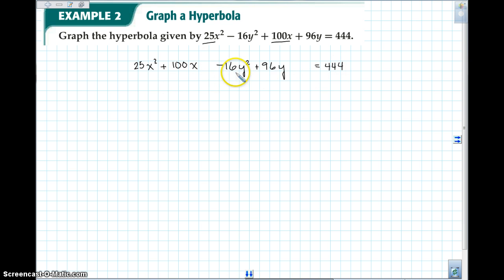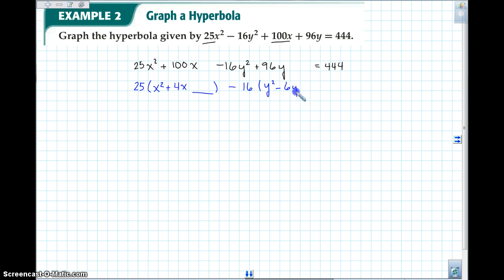But I need to complete the square, and the easiest way to do that is to factor out. So I'm going to factor out a 25 from this one. So it leaves me with x squared plus 4x. And then I can complete the square inside the parentheses. And then for this one I'm going to factor out negative 16. So this becomes y squared minus 16 goes into 96 6 times.